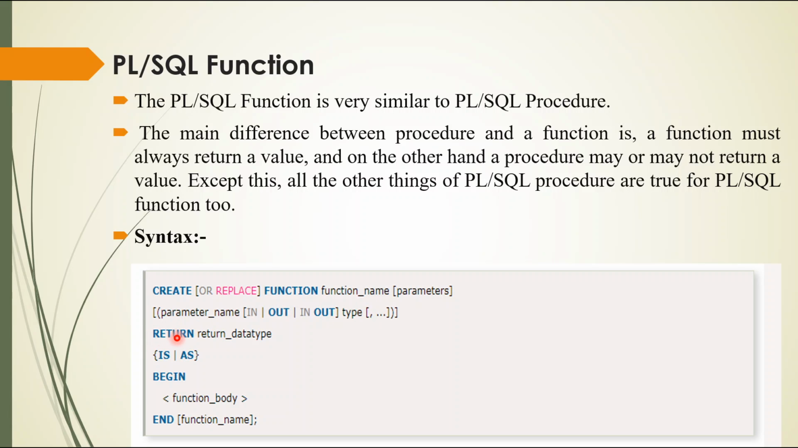Then here we have to write return and the return data type. That is the difference, because a function always returns a value, so we write return and the data type in which the value will be returned. Here we write is, as in a procedure. Now we have the same begin and end. Here we have the function body, and it ends with the function name. We can also end without writing the function name. So this is the basic syntax.